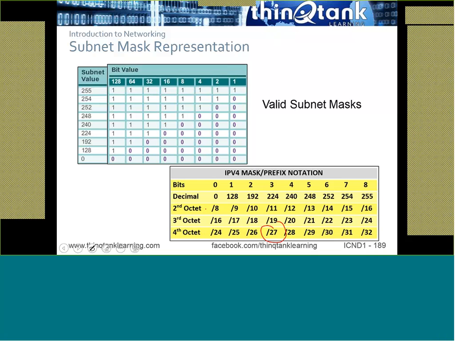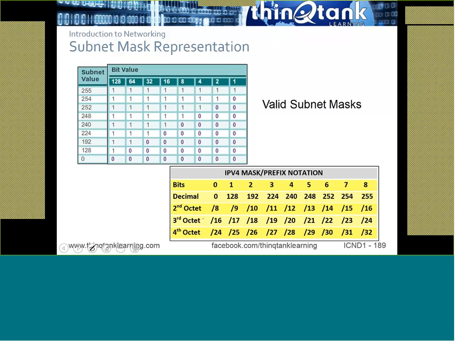/27, 224 in the fourth octet. /22, 252 in the third octet. Okay? It's just a quick way of converting from prefix notation to dotted decimal notation.